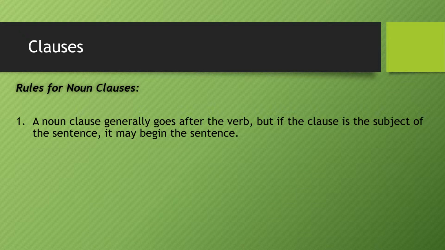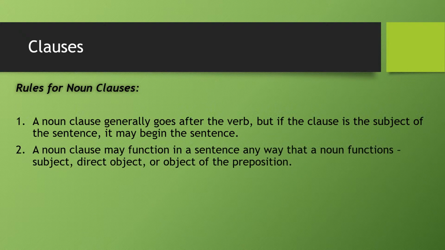There are some rules for noun clauses that we need to remember. Number one, a noun clause generally goes after the verb, but if the clause is the subject of the sentence, it actually may begin the sentence, as we have seen in previous examples. Secondly, a noun clause may function in a sentence any way that a noun functions. It can be the subject, the direct object, or the object of the preposition. So a noun clause can serve in any way that a noun would normally function in a sentence.